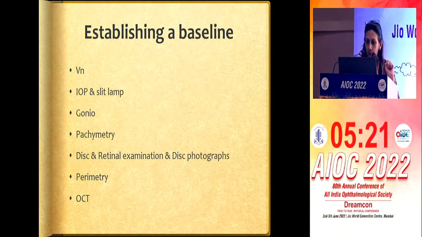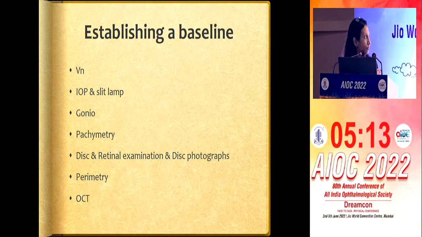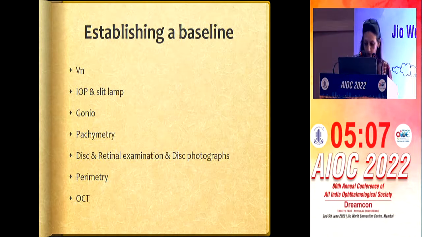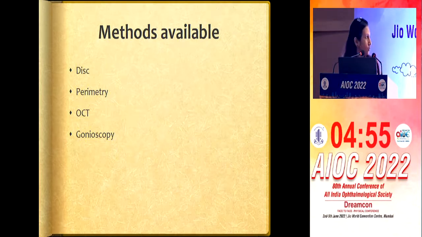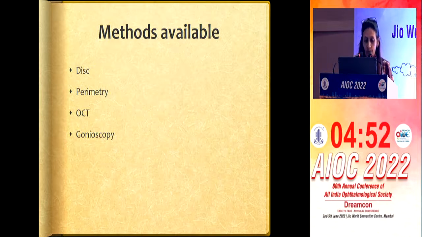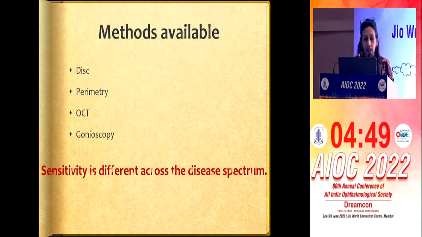The key to detecting progression is establishing a good baseline at diagnosis, and that is done by recording all this, which we usually do. You have to remember that vision in early and moderate glaucoma is a very poor indicator of progression. So what we have here is these are the methods available: disc, perimetry, OCT, gonioscopy. This is just an overview in 6 minutes. How we detect progression in gonioscopy is what I'm not going to talk about in this talk. But what you have to remember is that the sensitivity of each is different across the disease spectrum, that you cannot use each in all levels of glaucoma.